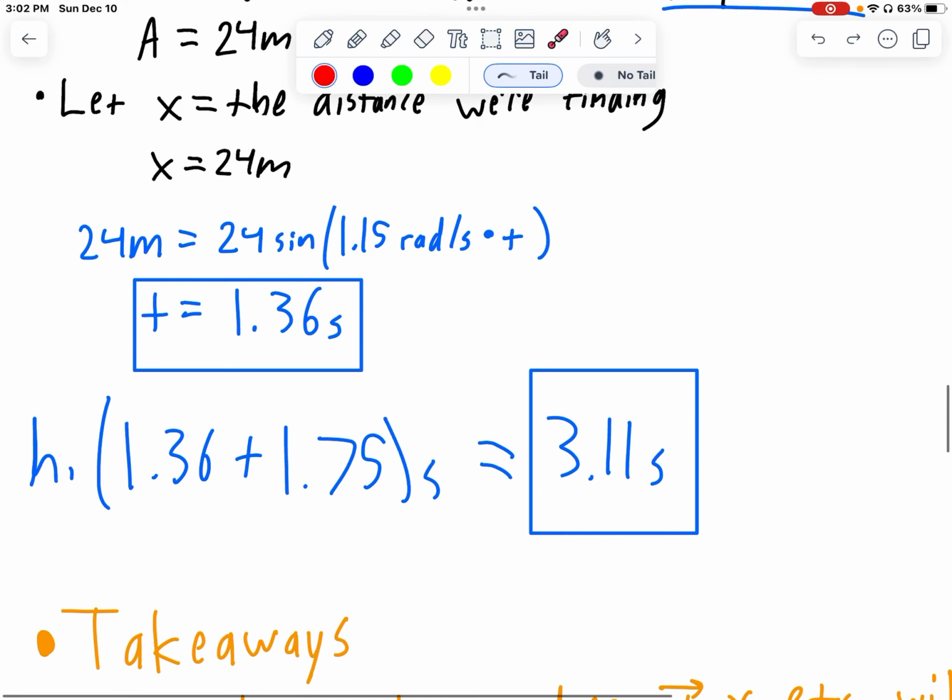And then part H just asks for both times added together. And then that gives us the answer to the final question, 3.11 seconds.